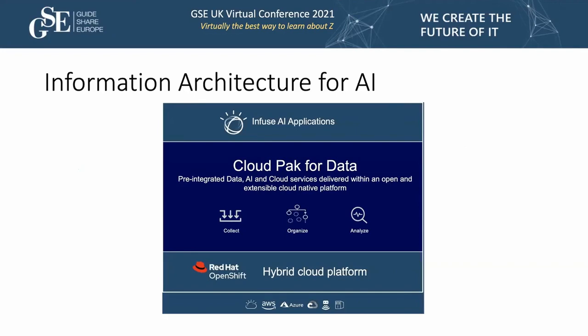So next I'm going to talk about the actual architecture of AI using CloudPak for Data, because I was speaking about how you can layer it, basically building upon what you already have. So whether you've got AWS, Azure, IBM Cloud or Google Cloud, or whether it's on premise, you're basically going to be able to layer that with Red Hat OpenShift, which is a hybrid cloud platform, and then use CloudPak for Data on top of that, which enables you to collect, organize, and analyze your data.